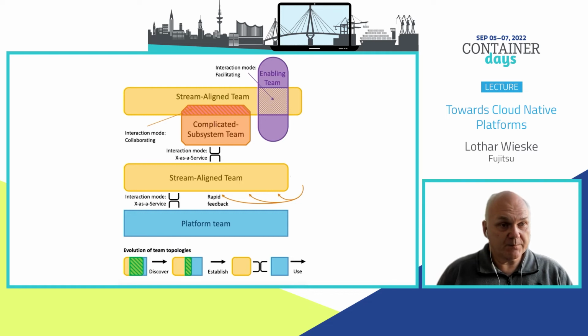Team Topologies by Skelton and Pais presents a team-first approach based on 4 fundamental team types and 3 interaction modes. The team type, platform team, and the interaction mode, X-as-a-service, are the ones that help us on our way towards cloud-native platforms.